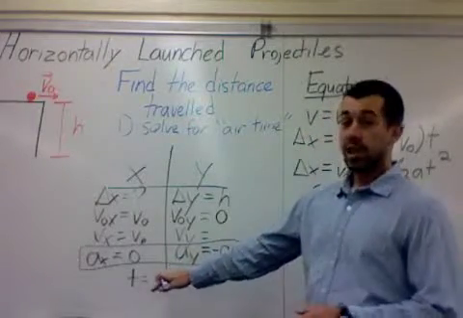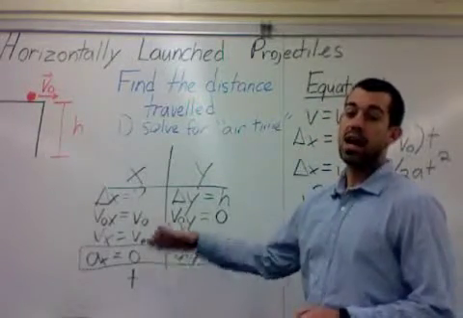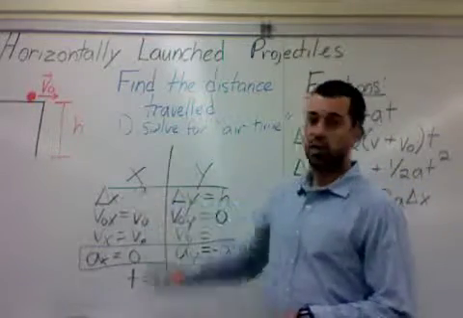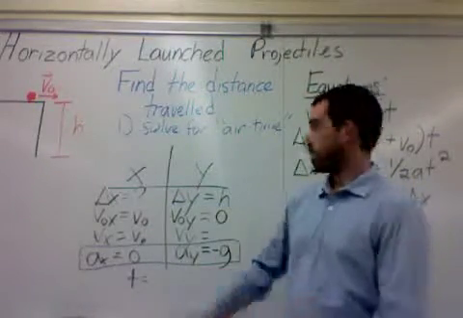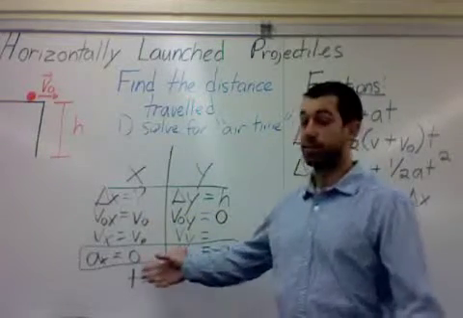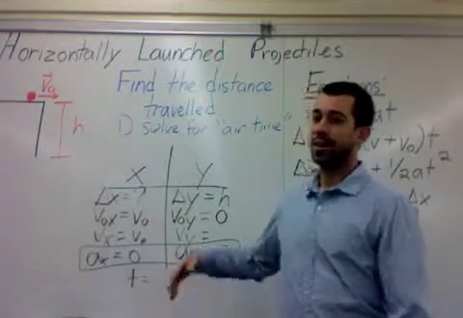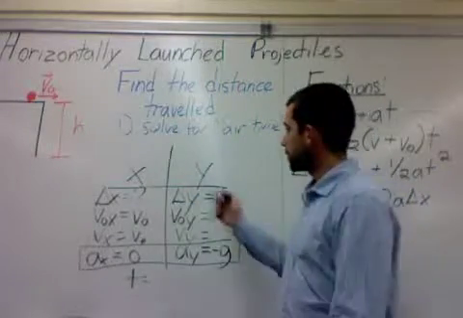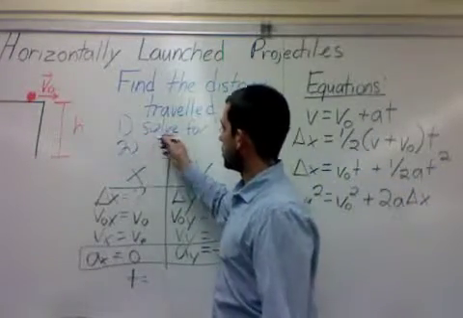Once I've solved for the time, then I can use that time in order to tell me how far I'm going to go. And basically, I'm just going to say, hey, if I'm traveling 5 meters per second and I'm traveling for 4 seconds, then I go 20 meters, and so on and so forth. So step 2, just solve delta x.